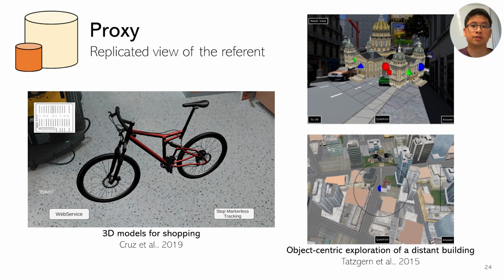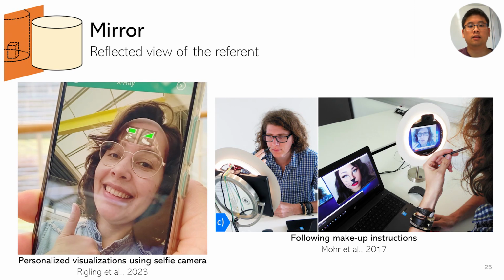Proxies are generally well suited for interactive exploration, allowing users to understand the reference in question. This can range from browsing products at a store to exploring large and distant buildings that are otherwise difficult to see in person. Virtual mirrors are a form of situated visualization that requires the user to look at a separate 2D plane.